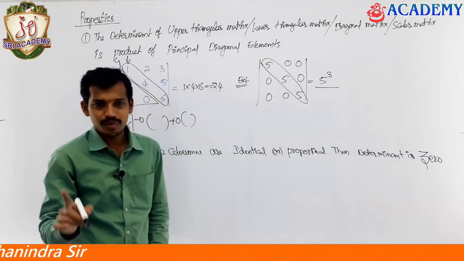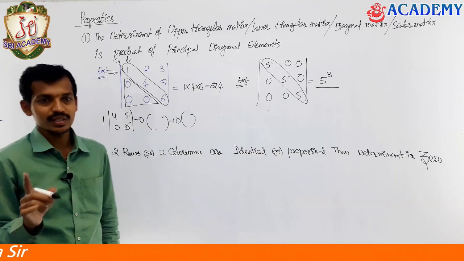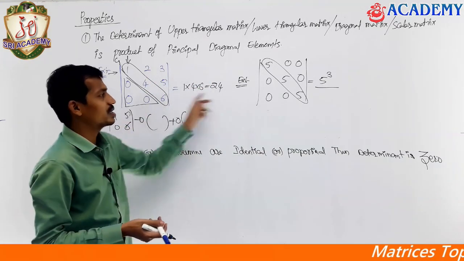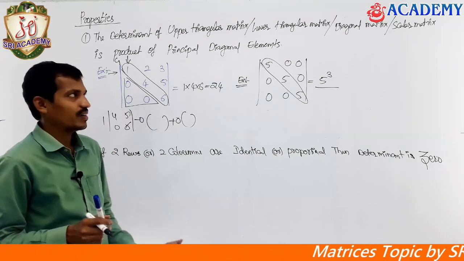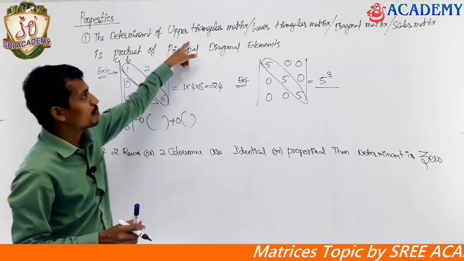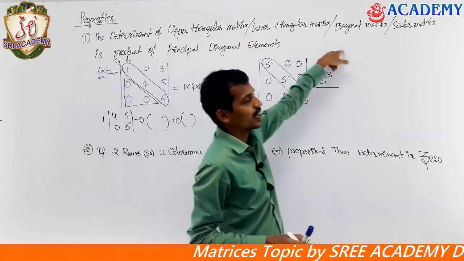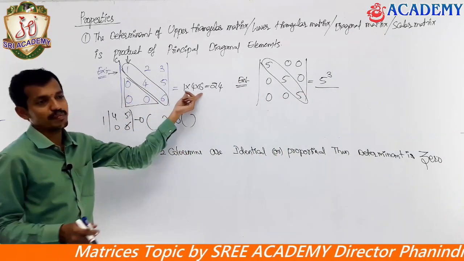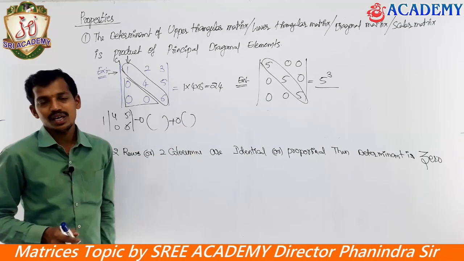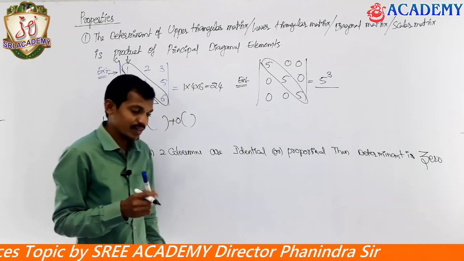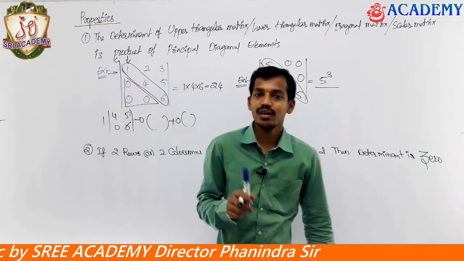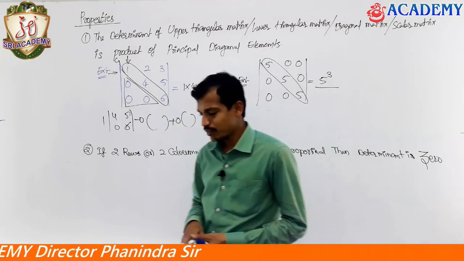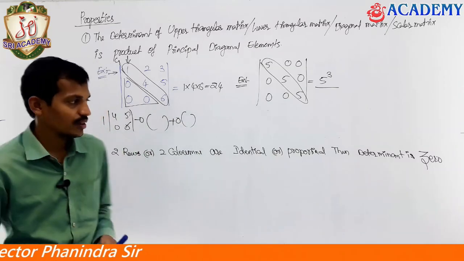Very important property. Many times questions are asked based upon this. He won't state this property directly, but he will give problems like this. If the matrix is upper triangular, lower triangular, diagonal or scalar, the determinant is simply the product of the principal diagonal elements. Sometimes we convert the matrix into upper or lower triangular form to get the determinant easily.